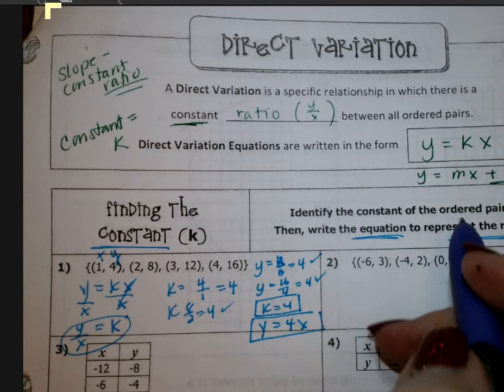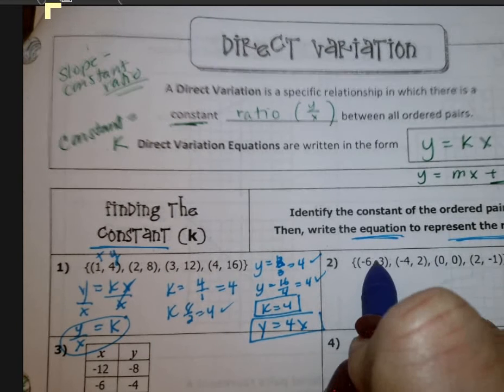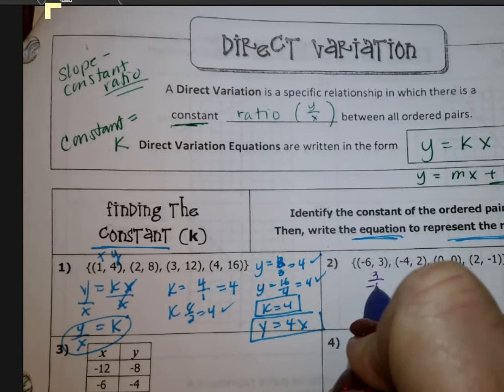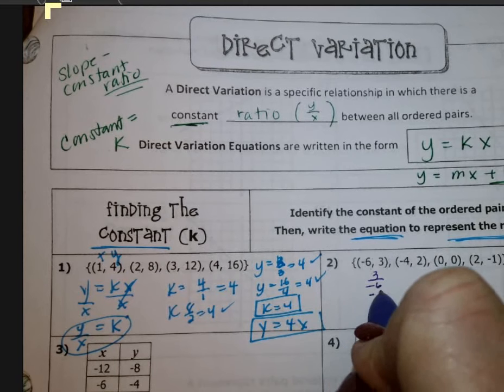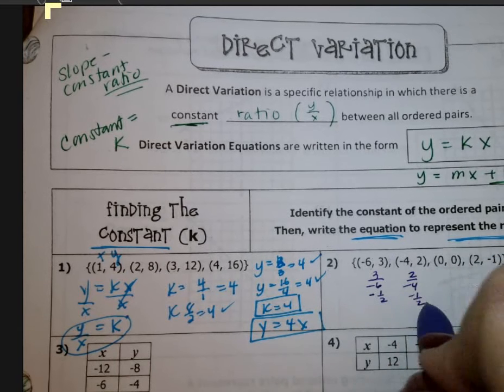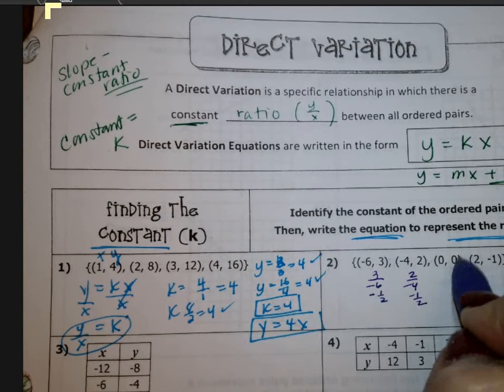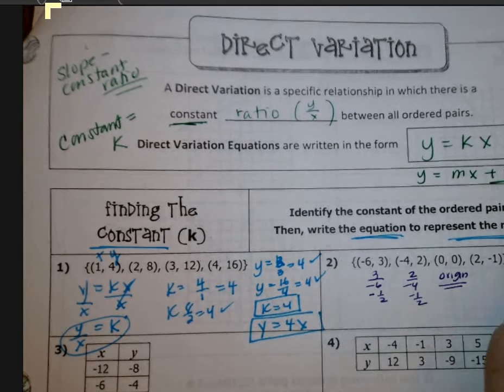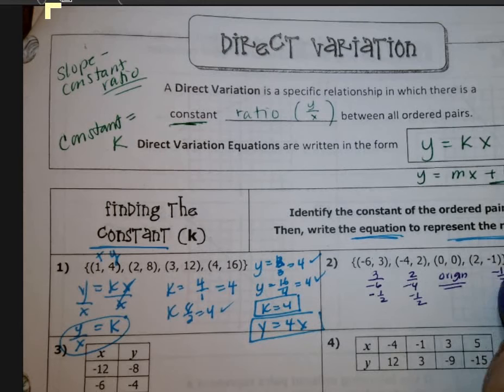So to find my constant, remember we have to divide each of this, y by x. So 3 divided by negative 6 is negative 1/2. 2 divided by negative 4 is negative 1/2. This is the origin. It does not count because it has to go through the origin. 1 divided by 2 is negative 1/2.